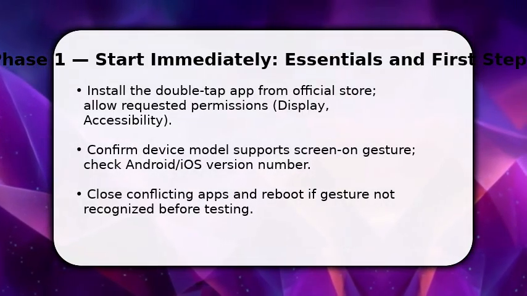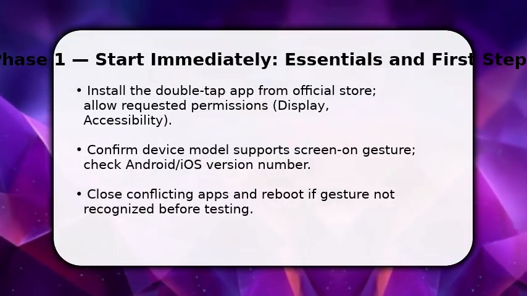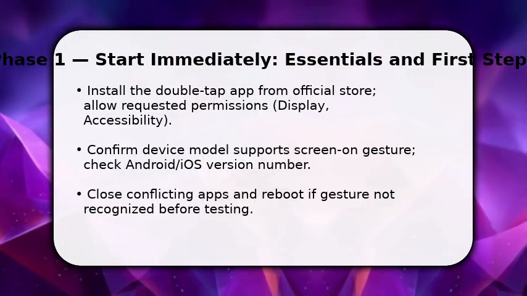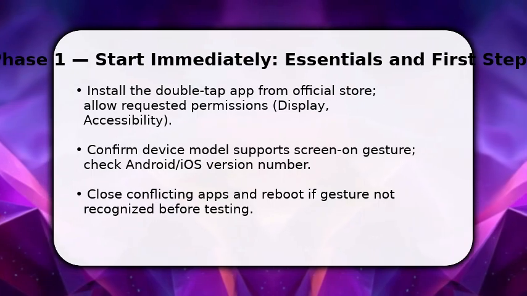Now, set the basic trigger. Choose single or double tap region and save. Immediately test on the lock screen and home screen to verify detection. You want feedback now, so adjustments are faster.